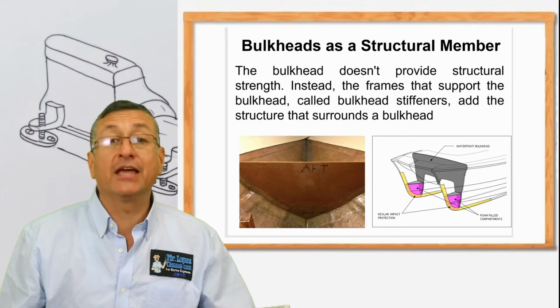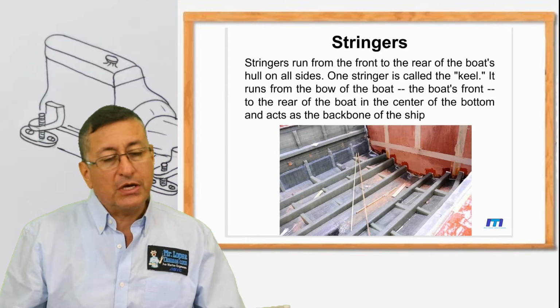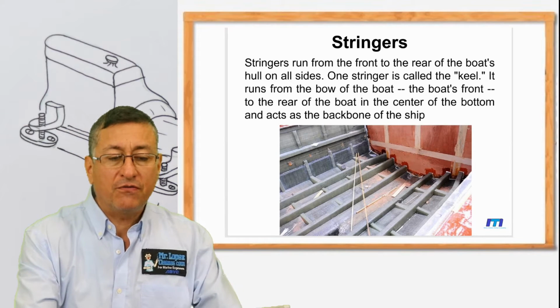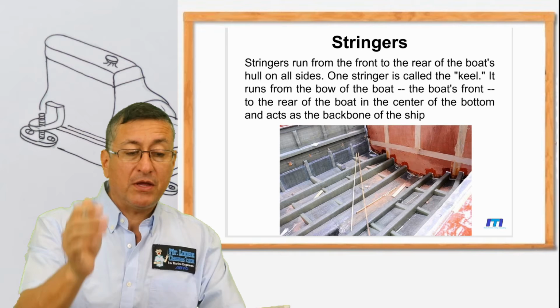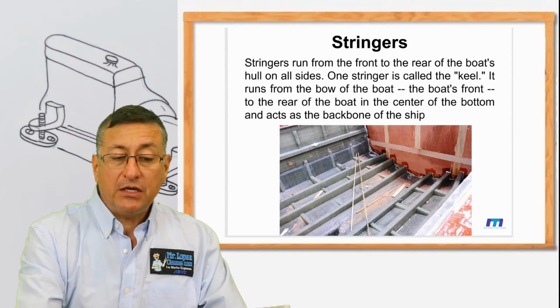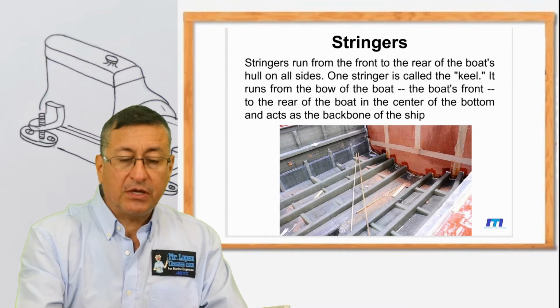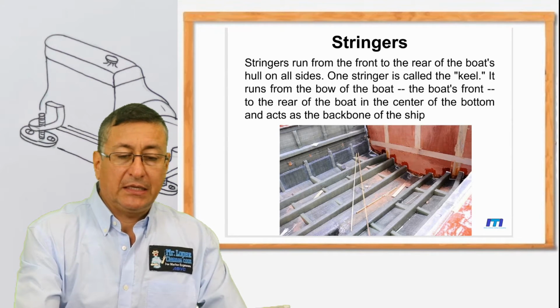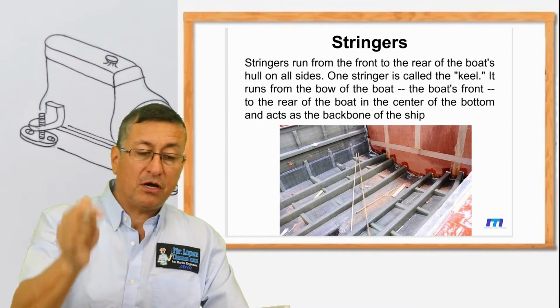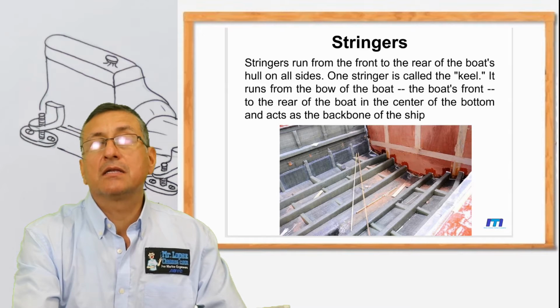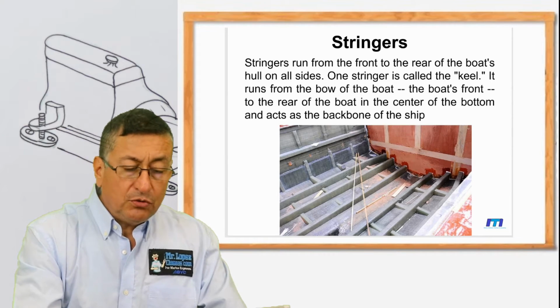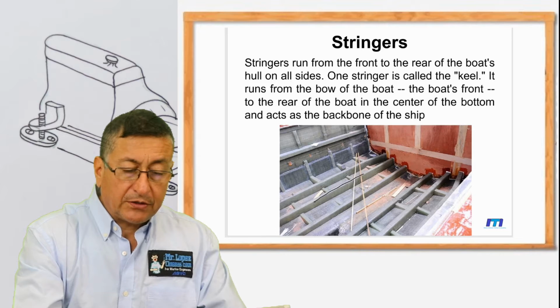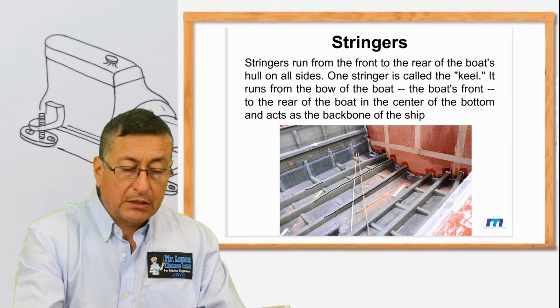It is the stringers. Those are the stringers. Stringers run from the front to the rear of the boat. One stringer is called the keel. That stringer is located in the bottom. Yeah, that's the keel. It runs from the bow of the boat to the transom of the boat. That's in the center of the boat. Those are the stringers, my friends.